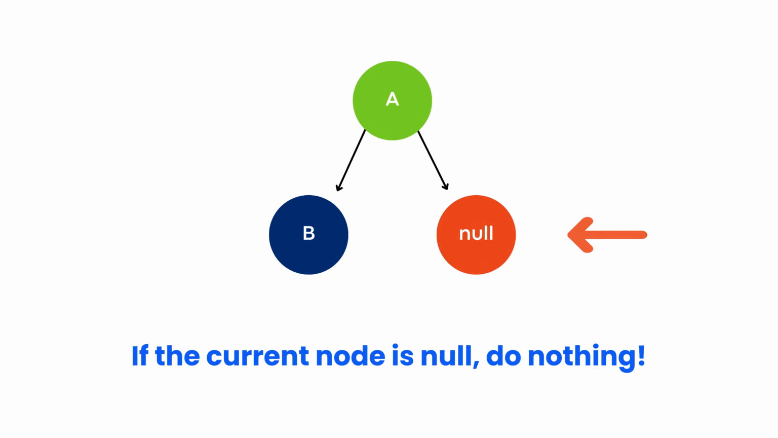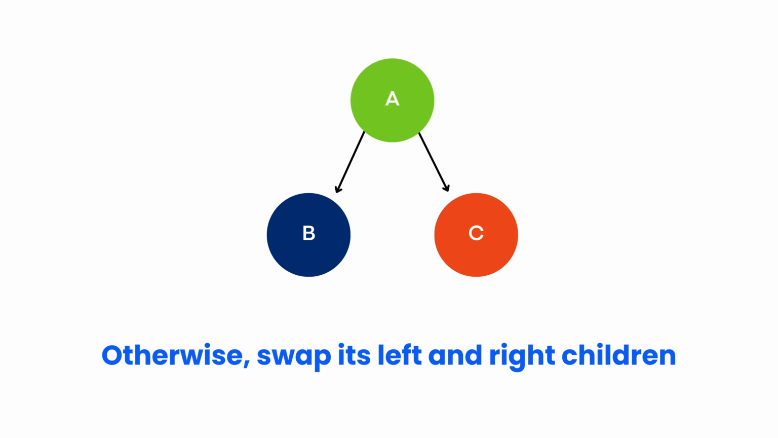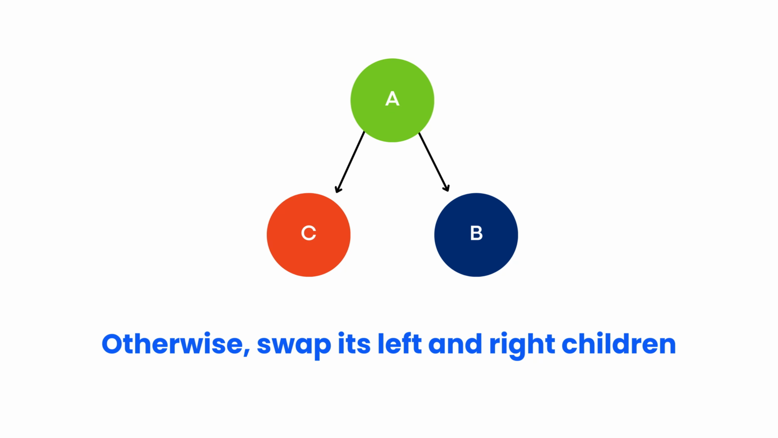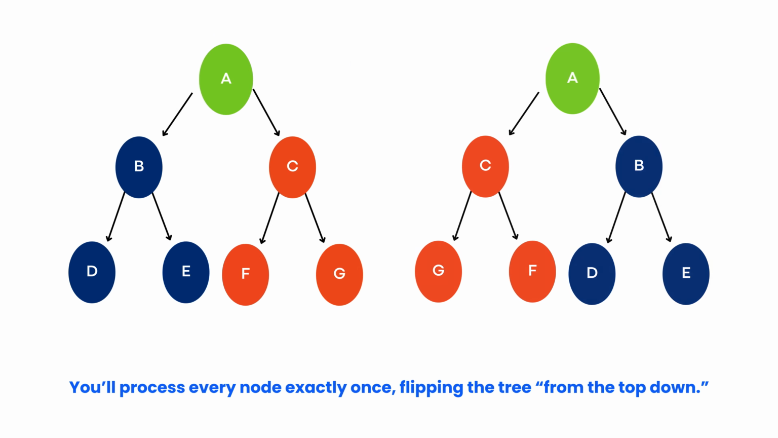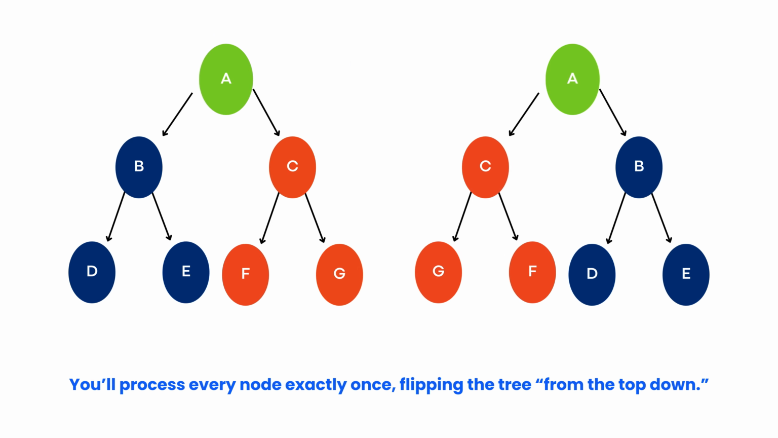If the current node is null, do nothing, base case. Otherwise, swap its left and right children. Recursively call the invert function on both children. You'll process every node exactly once, flipping the tree from the top down.